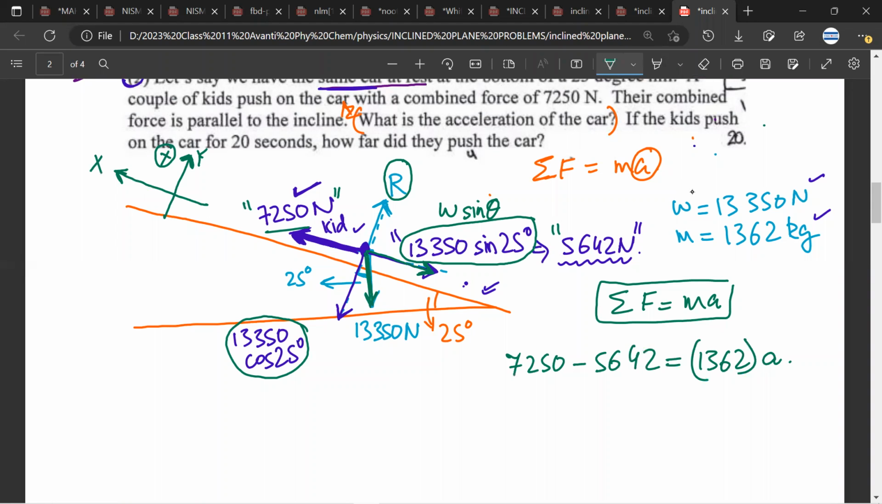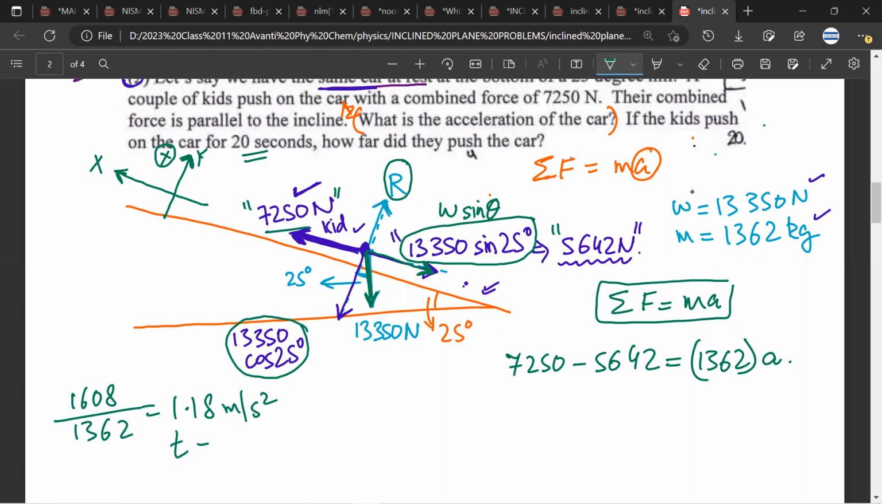So now what I need to calculate is 7250 minus 5642, which is equal to 1608, divided by 1362, which will be equal to 1.18 meter per second square. Is it making sense? Yeah.